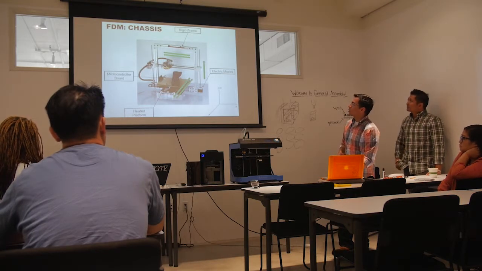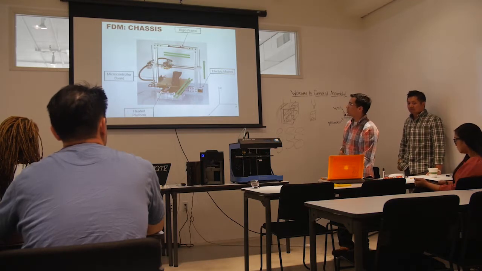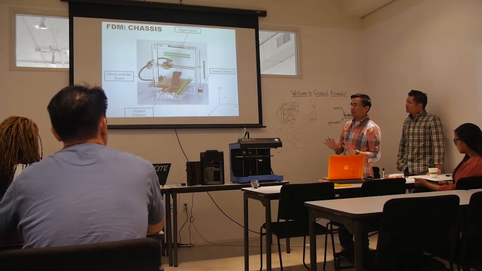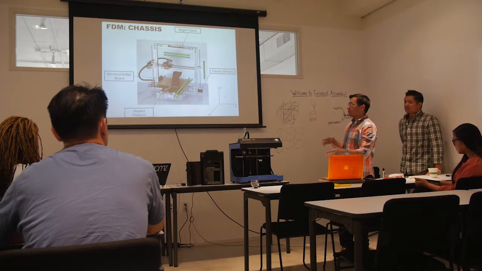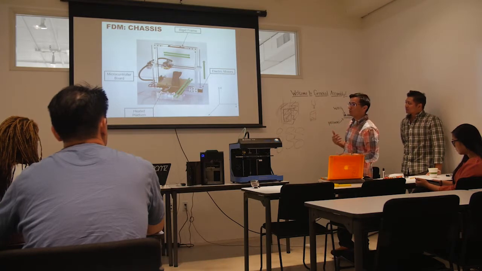Also, to move things, we have to have electric motors in every direction. You can see this coordinate system here, right? You break up space into three coordinates: Z being up and down, X being left to right, and Y being away from you and towards you.